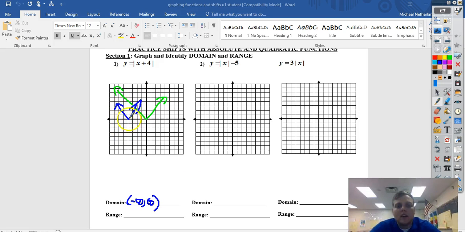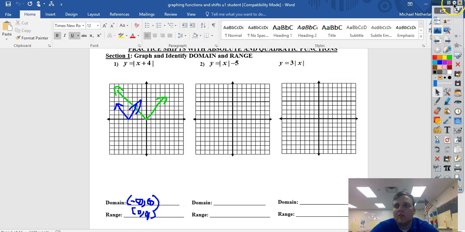The range is lowest y value to highest y value. Well, my lowest y value on this blue graph is this 0 happening right here. And my highest y value is infinity, because it's an arrow pointing up forever. So I just say bracket 0 to infinity. Okay, I mean, that's it. That's all there is to that. Okay? So I urge you to try some of these other problems.